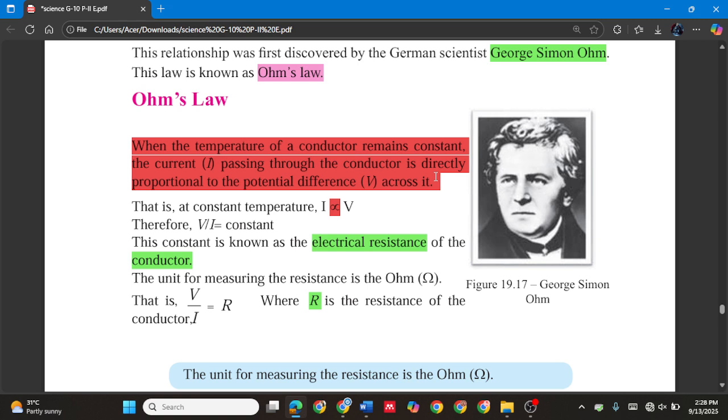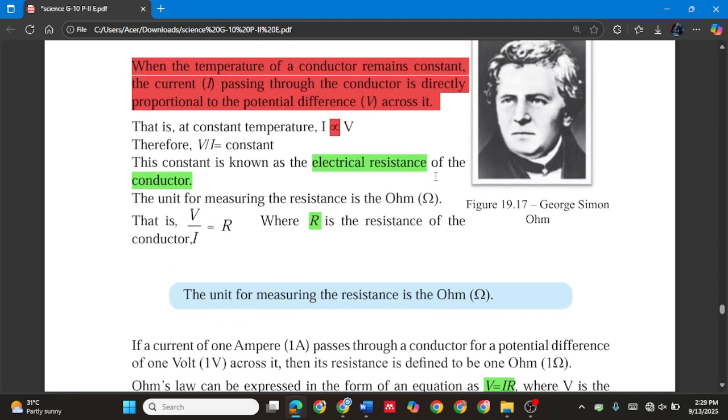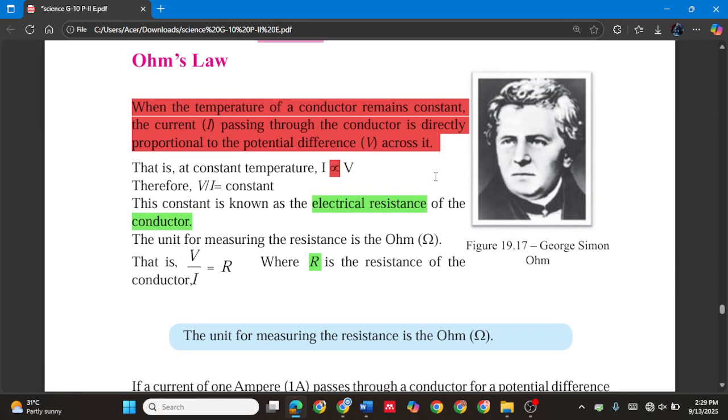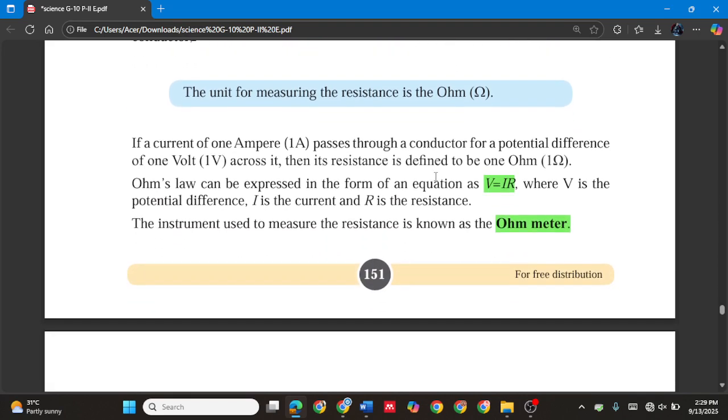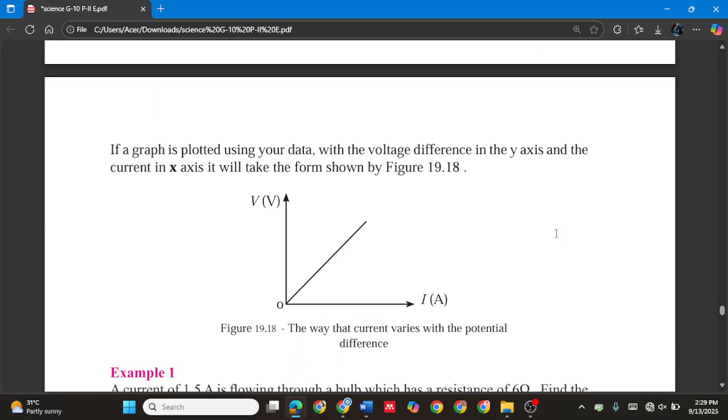The unit for measuring the resistance is the ohm, that is V over I equals R, where R is the resistance of the conductor. So I is the current, V is the voltage, and R is the resistance. This is the law found by George Simon Ohm. The unit for measuring the resistance is ohm, so the instrument is the ohm meter.